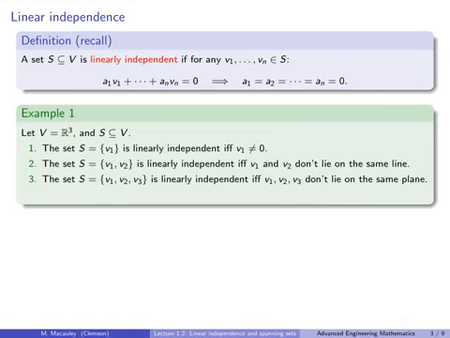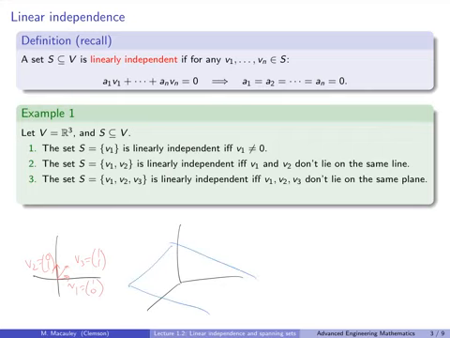The third example: a set S of 3 vectors in R3 is linearly independent if and only if those vectors do not lie on the same plane. Now, this is similar to an example that we saw a few slides ago where V1 was (1, 0), V2 was (0, 1), and V3 was (1, 1). Remember, this was a linearly dependent set. The same thing holds in, say, 3 dimensions.